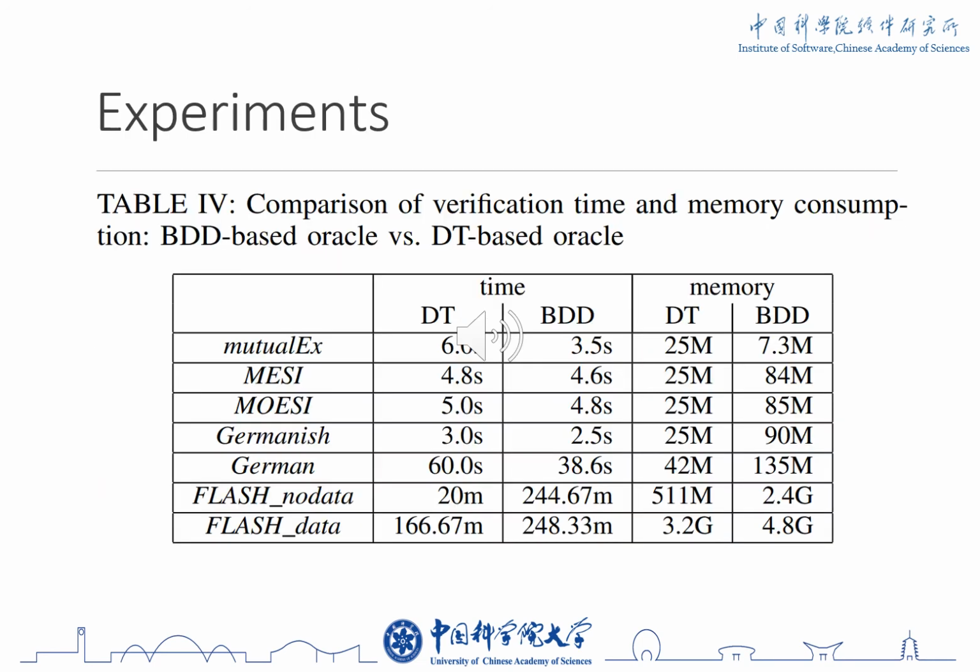We have applied our new framework, figure 4, to 6 benchmarks. This table gives a comparison of verification time and memory consumption for the benchmarks between the BDD-based oracle and the decision tree-based oracle. At first sight, for small protocols, mutual exclusion and MESI, the decision tree-based oracle is slightly slower than the BDD-based oracle, but requires less memory. However, for large examples the decision tree-based oracle performs much better.